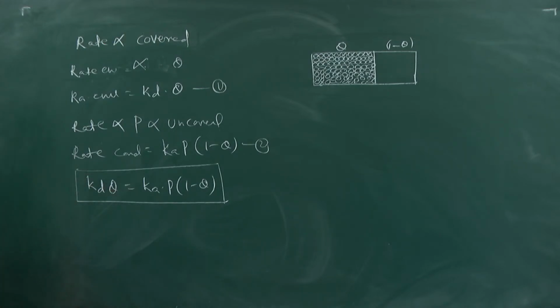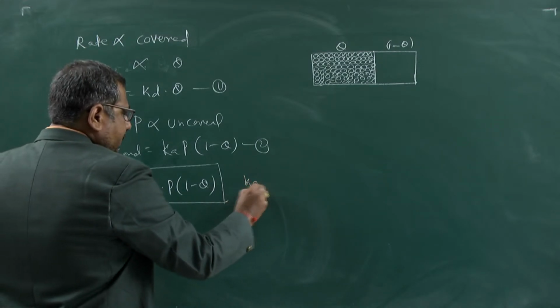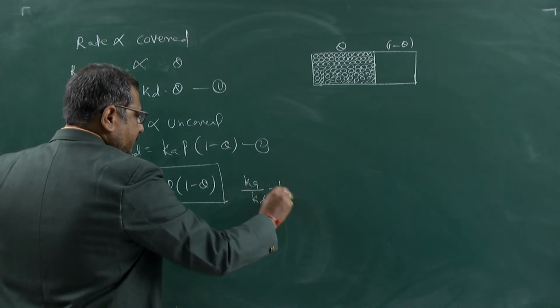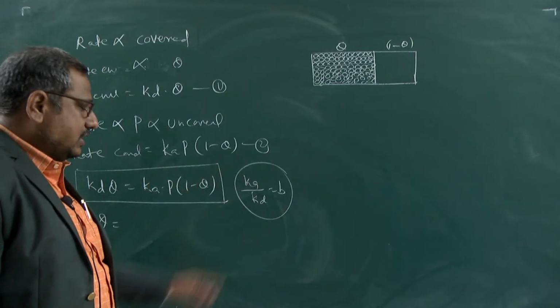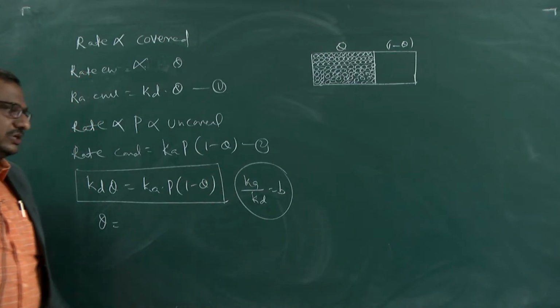We have to calculate theta. So theta is equal to Ka P (1 minus theta) by Kd. Ka by Kd we represent as another constant, that is B, because A indicates the adsorption constant and D indicates the desorption constant; both are constants.